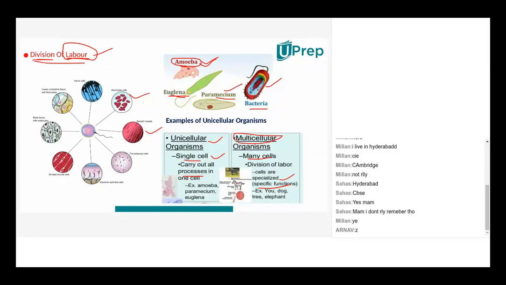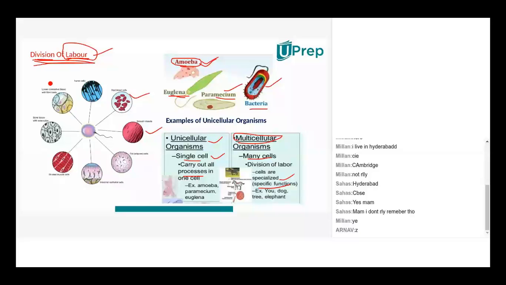So why I'm insisting on this word division of labor is, in your ebook they have just given the term division of labor. You will observe it in multicellular organisms, you won't find it in unicellular organisms. That's all. What it means by division of labor you should know, isn't it? That's why I'm giving the explanation part. This is the concept. This is a good concept. If you understand, you can write a list of differences between unicellular and multicellular organisms.